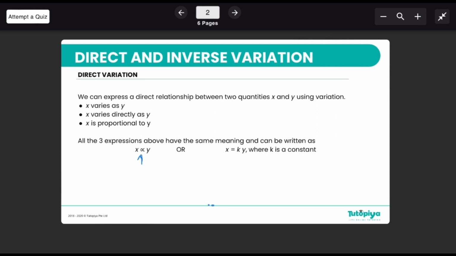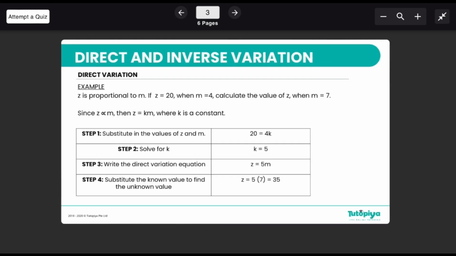And in terms of notation, you will see that they use this particular symbol to show that x varies as y. But any direct variation question can be converted into an equation of the form x equals ky, and going from there, let's look at exactly how you would solve an example.